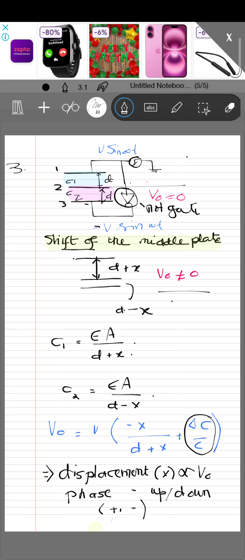Now, from this output voltage, we can find out how much displacement, or we can use it in the form of a motion sensor. The higher the signal voltage value, the higher the displacement that has taken place. Another important aspect is that based upon the phase, that means the sign change, we can identify whether the plate has moved up or down. So phase change also provides you the direction of the movement.